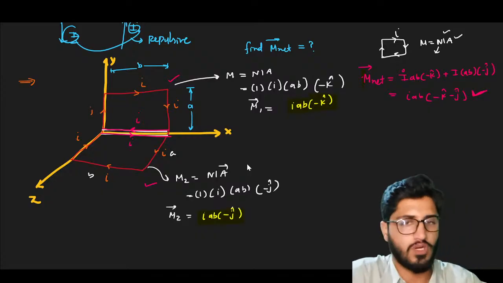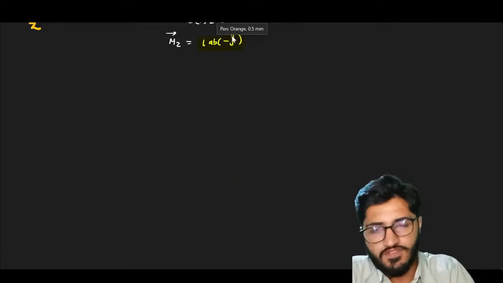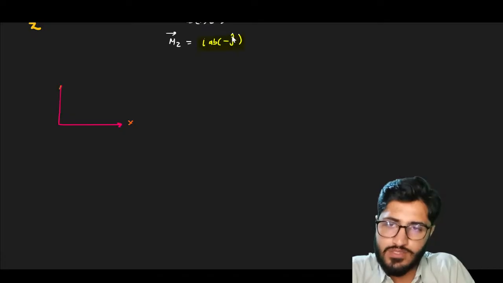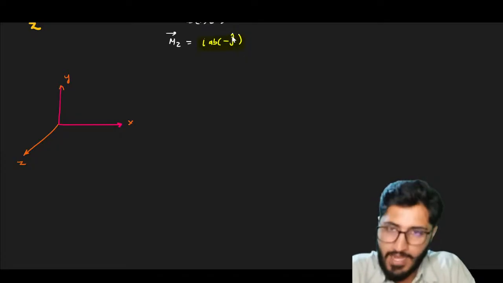Okay, one more numerical. If we are having a loop like this, x-axis, y-axis, z-axis, and my loop is in this way, a square, current I is flowing in a clockwise manner.